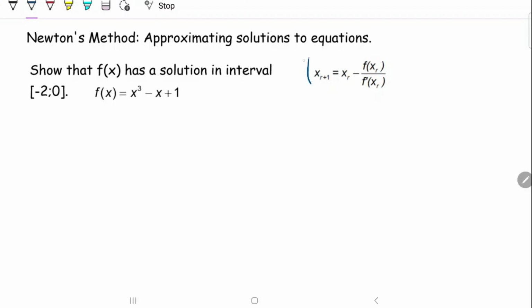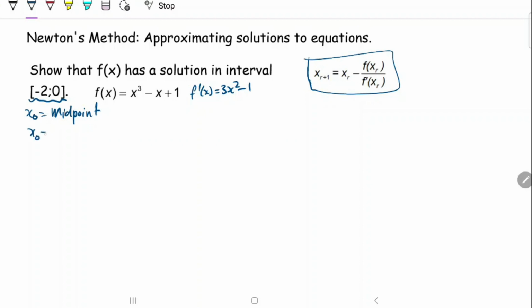So remember, Newton's formula is given to us, and therefore, whenever you've got this, you've got f of x. What you then want to do is find the derivative of that. So in our case, it's 3x squared minus 1. Very similar. And sometimes now, when you are given the interval, you're not given what your initial value is. So what you then have to do is simply use the midpoint of your interval in order for you to determine what that initial value is. So x0 is going to be -1.